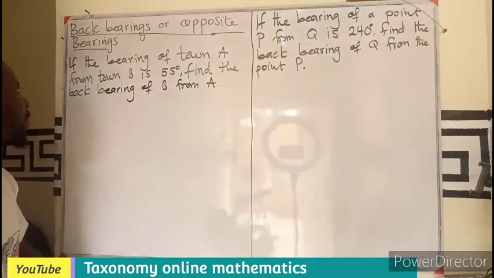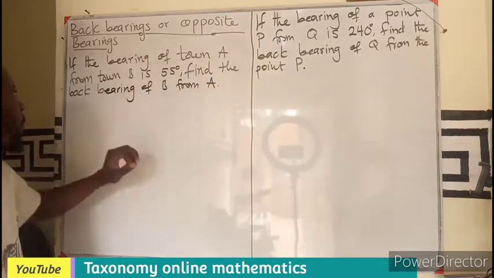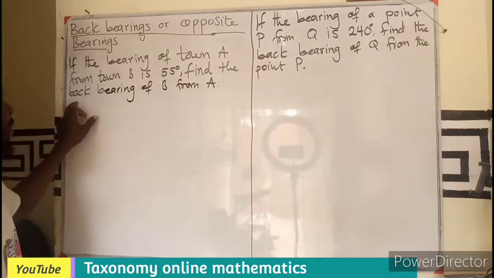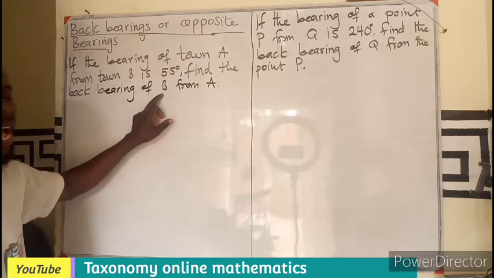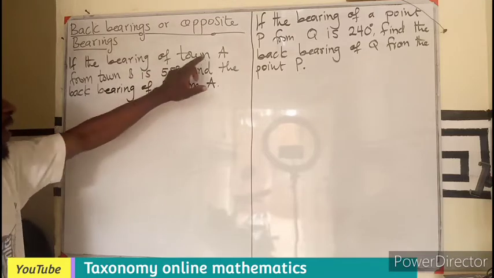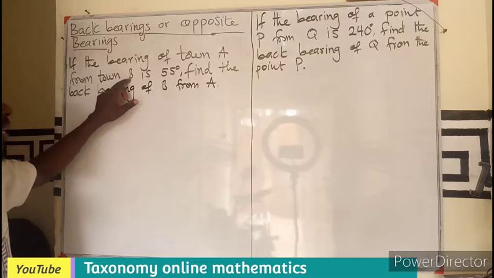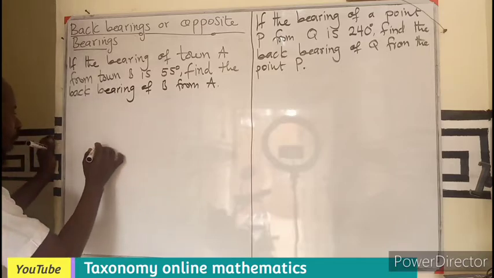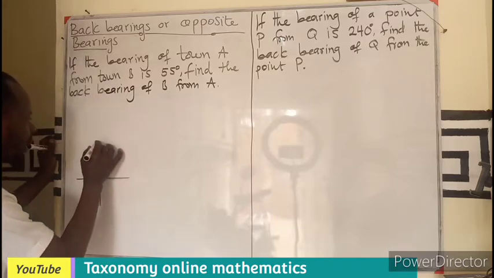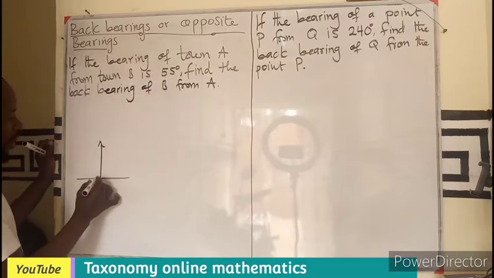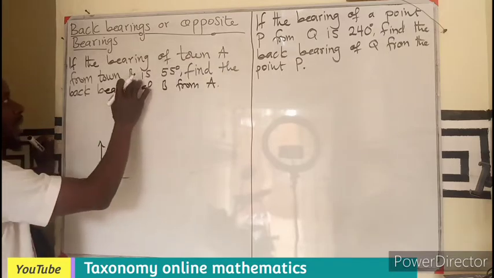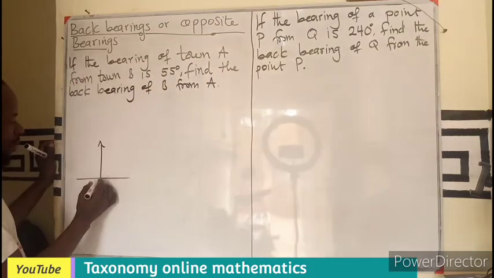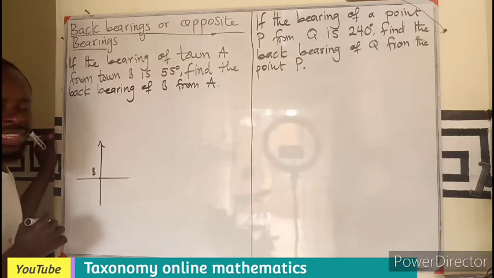Let's get to it. So we are saying that if the bearing of town A from town B is given as 55 degrees, we have to find the back bearing of B from A. Meaning if A from B, now we are finding B from A. So first of all, we need to draw our Cartesian plane and indicate this 55. Now in between A and B, we are moving from what? Of A from B, meaning B is the starting point. B is our starting point.